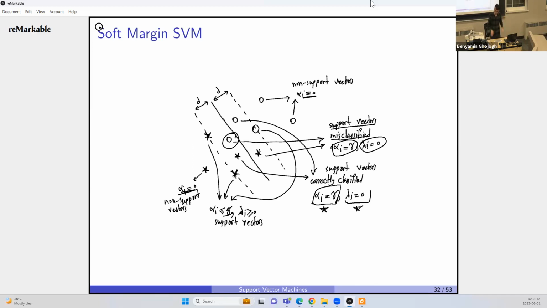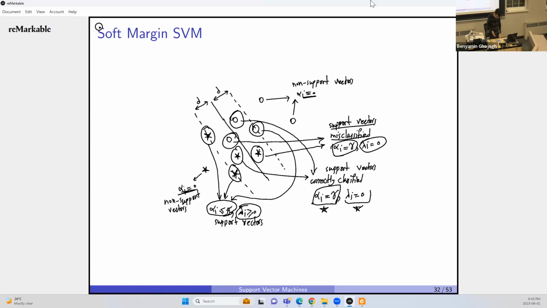So in simple words, if they are non-support vectors, their alpha I's are zero. If they are on the margin, they are support vectors. Their alpha I's are less than or equal to gamma. Their lambda I's are greater than or equal to zero. If they are inside the margin or violating the margin, two subcases happen. They are either correctly classified or misclassified. In both subcases, alpha I is gamma and lambda I is zero. And in soft margin SVM, we call all of the points on the margins or inside the margin support vectors. So all of these points are support vectors. In hard margin SVM, only on the margin. Inside the margin, there is nothing.